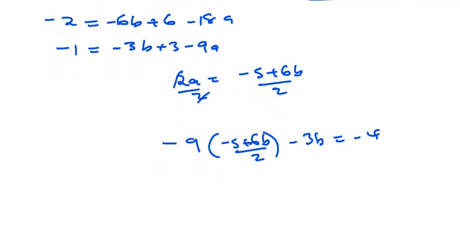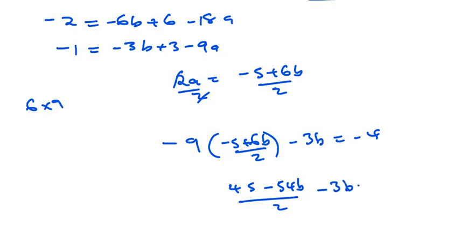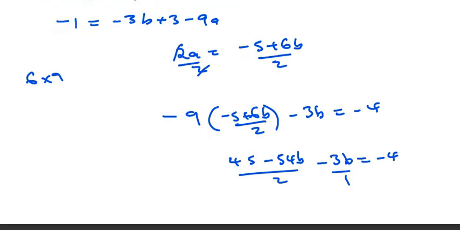Minus 3b is equal to negative 4. So this is now going to give us 45. Then this is 9, so that's 45. That's going to be 6 times 9, so this is giving us negative 54b. Then we have a 2 down, minus 3b is equal to negative 4. Then we multiply throughout by 2, we can just get rid of the 2 down. This is going to be 45 minus 54b, then minus 6b is equal to negative 8.